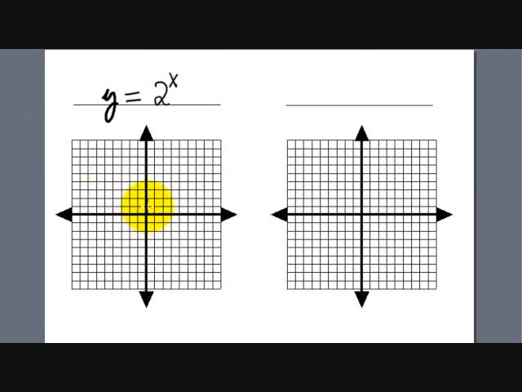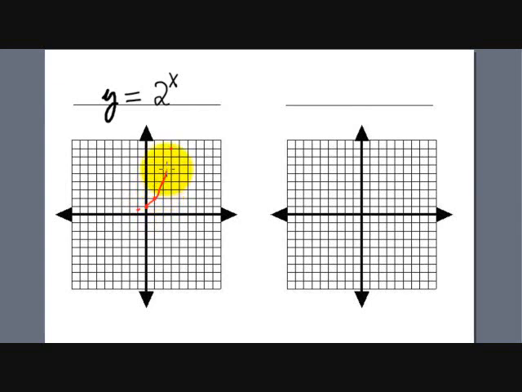Okay, typical points are (0,1), (1,2), (-1,.5). One additional point is (2,4), and (3,8). Here 1, 2, 3, 4, 5, 6, 7, 8. Okay. Ready.